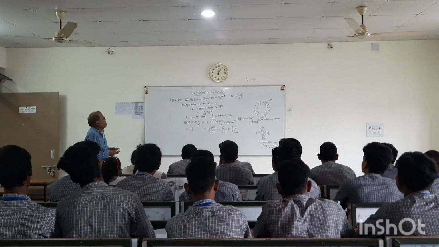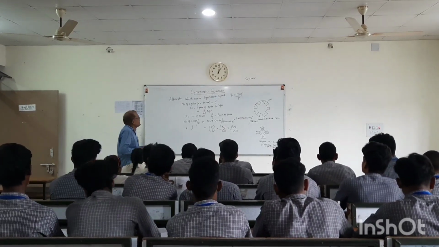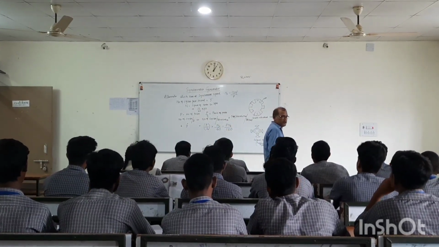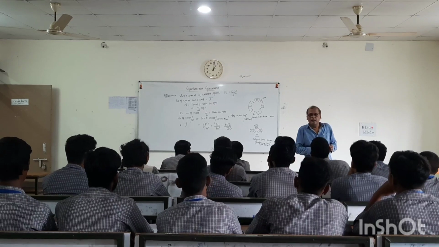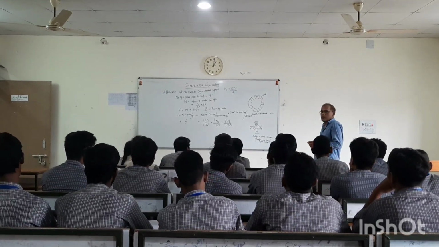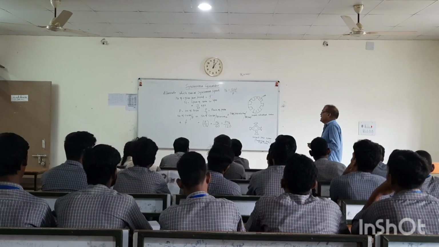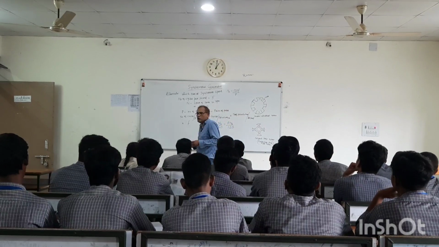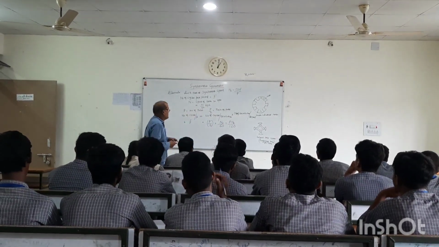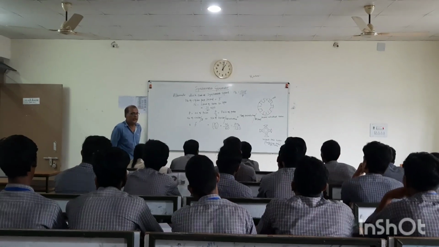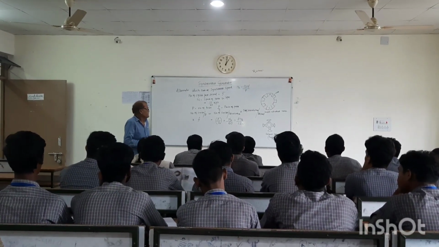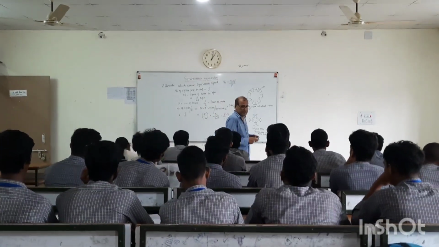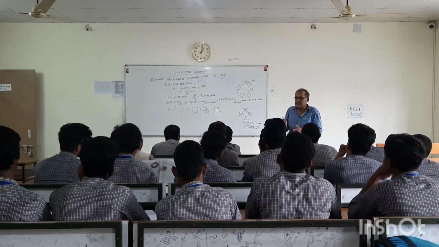From the synchronous speed, the number of cycles per second is known as the frequency of the AC supply. P is equal to the number of poles, and the relationship is F is equal to P Ns by 120, where Ns is the synchronous speed and P is the number of poles. How it is derived, I will just explain.